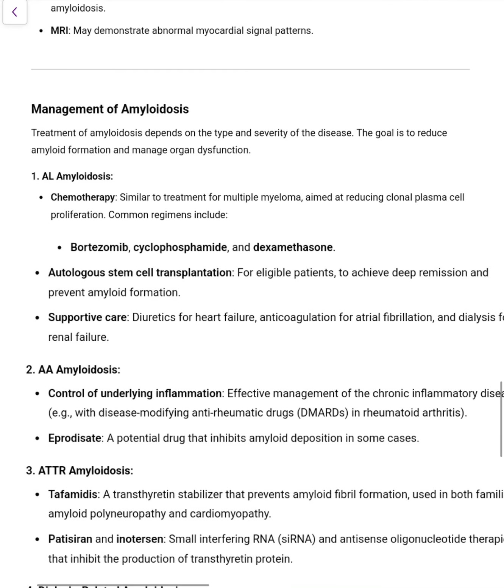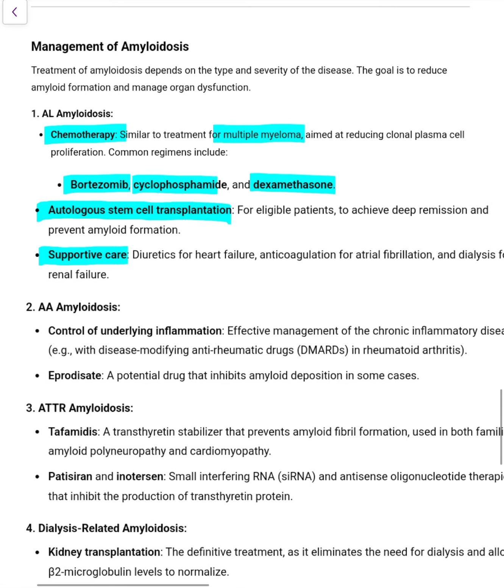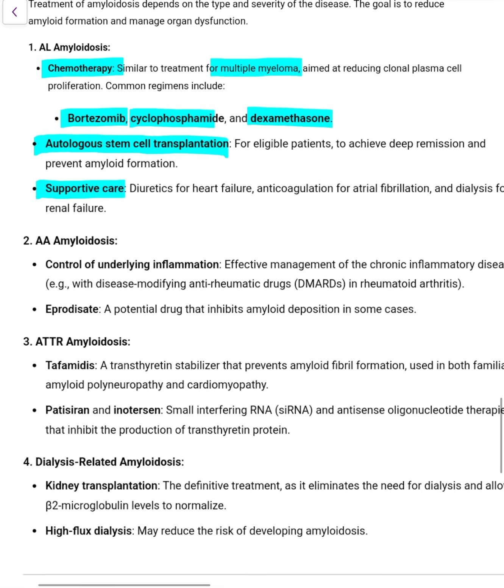Coming to the management. Primary amyloidosis we have to treat like multiple myeloma, that is with chemotherapy. We have to reduce the clonal plasma cell proliferation. So what do we use? Bortezomib, cyclophosphamide and dexamethasone. Also autologous stem cell transplantation for eligible patients, and supportive care for heart failure or atrial fibrillation, where you have to use anticoagulation, and dialysis for renal failure.